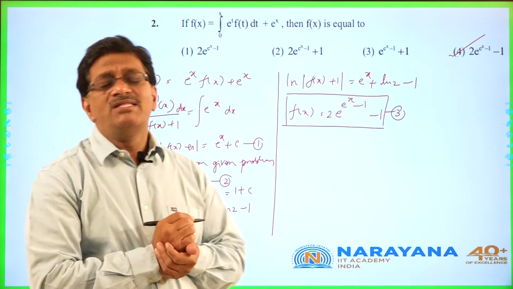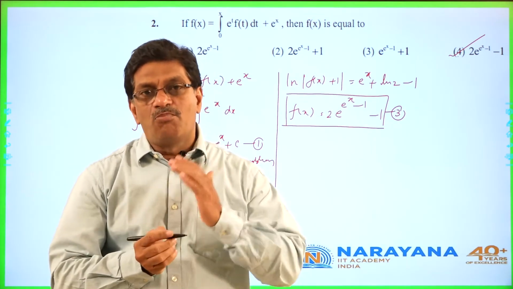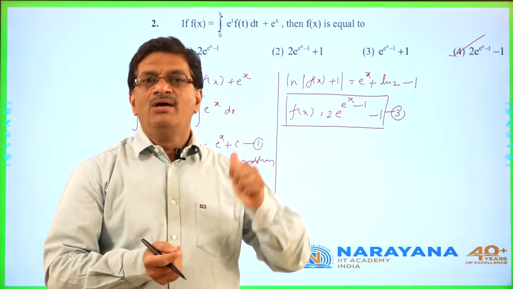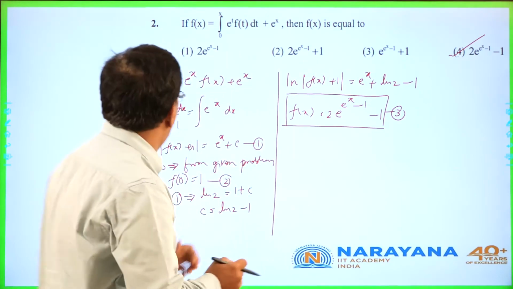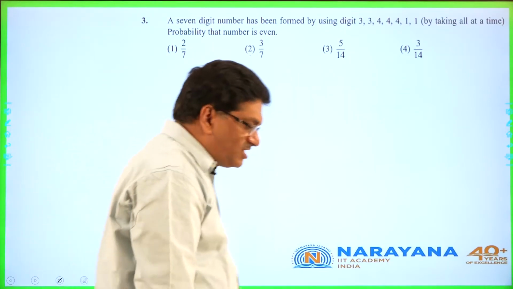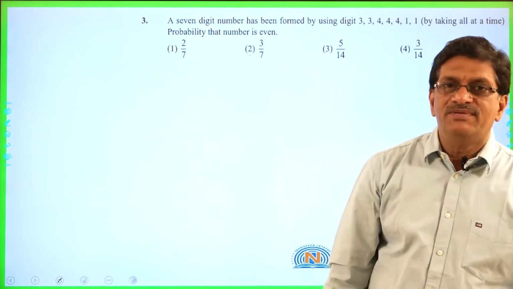So whenever either the lower limit or upper limit or both are functions of x, then there is no other way, only this one, right? Let us go to the next question, question number 3. A simple problem from probability he has given.